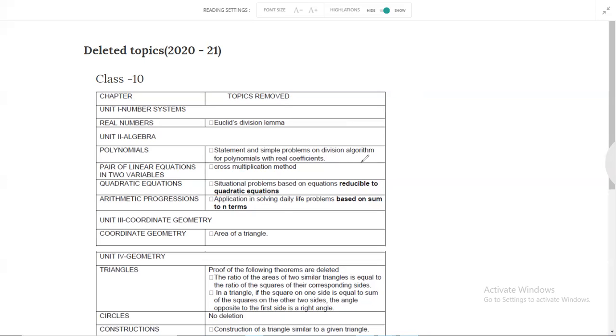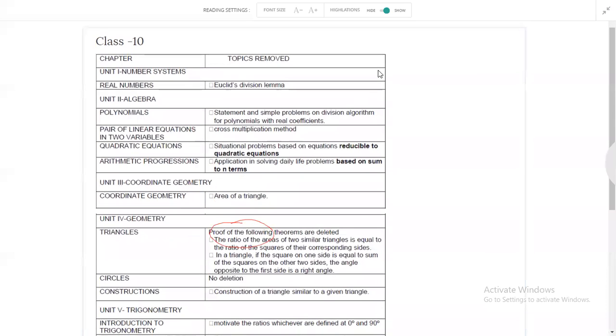The word problems or situational problems related to the nth term of an AP, that you also need to learn. The next unit is coordinate geometry, where we have a single chapter, coordinate geometry. Under this chapter, area of a triangle will not be coming for the examination. The topics from this chapter are distance formula, section formula, and midpoint formula. You need to learn these three.